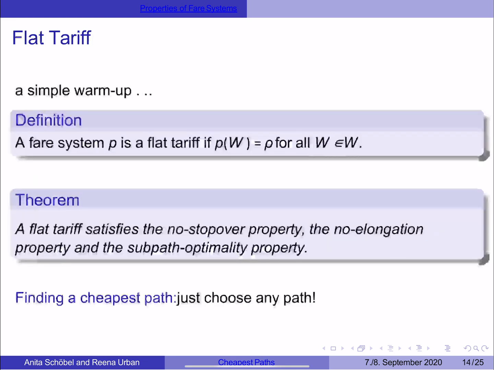A fare system is a flat tariff if the price for any path is the same, for example ρ. And a flat tariff satisfies the no-stopover property, the no-elongation property, and the subpath optimality property. That's very easy to see because a stopover will not help if all paths cost the same. Making a path longer will not help if all paths cost the same. And since every path is optimal, the subpath optimality property is also satisfied. This also helps for finding a cheapest path. We can just choose any path between our origin and destination. It will be a cheapest one.